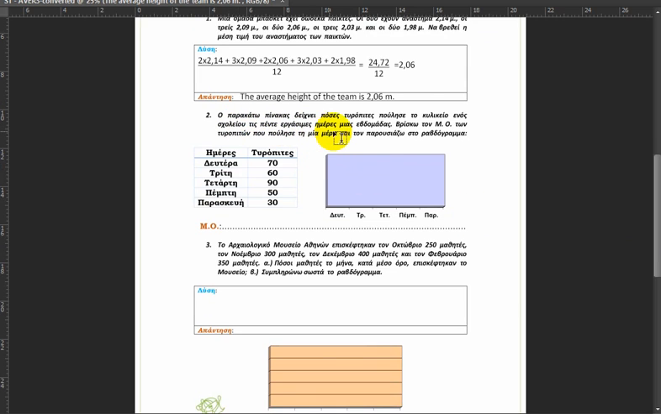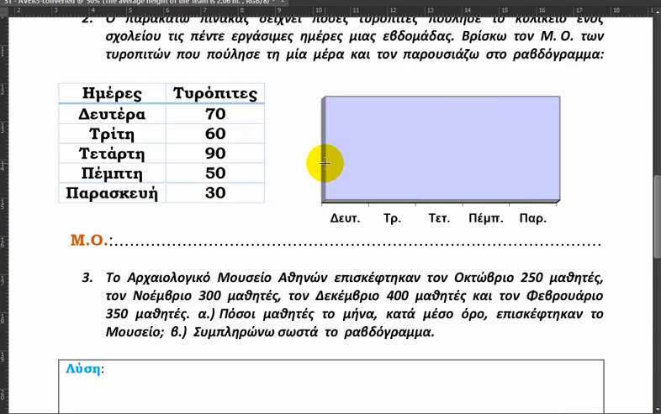Next up, we have this, and we want to make the bar chart and then find the average amount of pies sold per day. So our grand total is, well, our maximum, is 90. But it has no lines here.